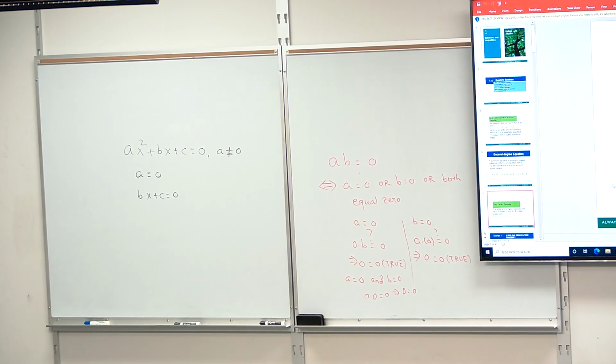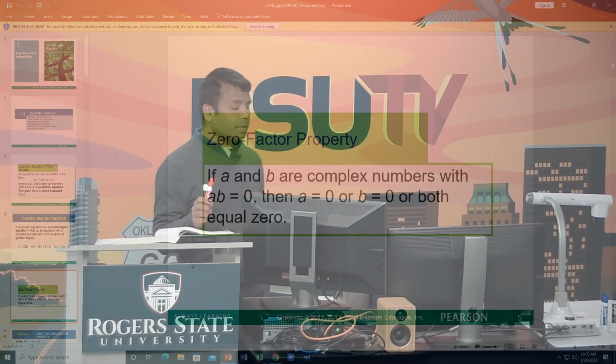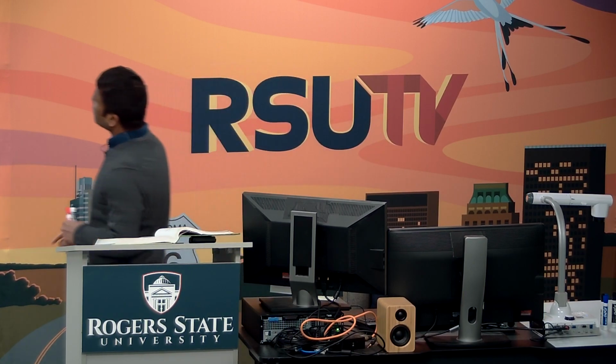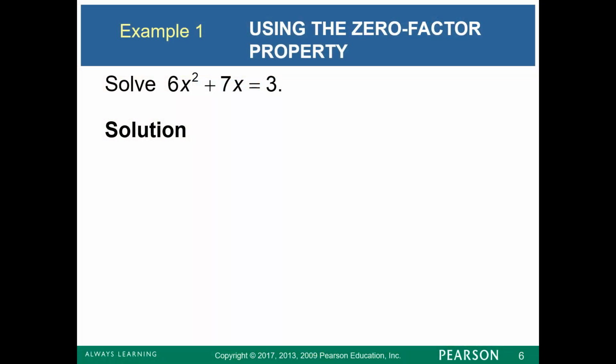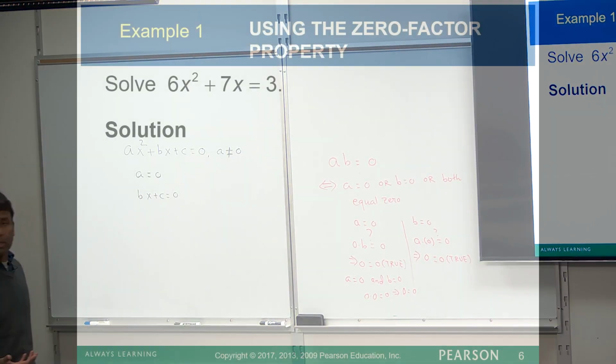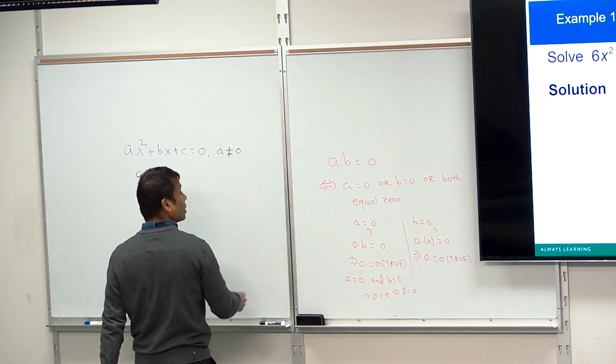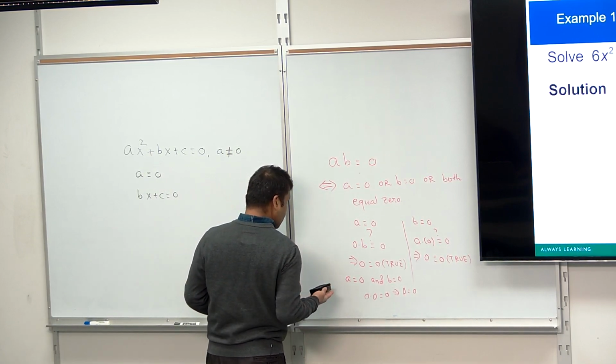Okay. So now we can use this zero factor property to solve the given quadratic equation. So let me solve this one. Look here. I want to solve 6x squared plus 7x equal to 3. You see, this is not in standard form. The standard form is ax squared plus bx plus c equal to 0, right?